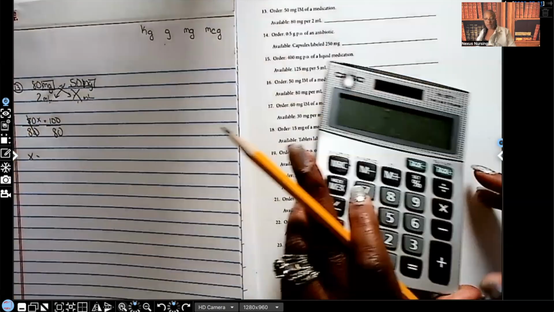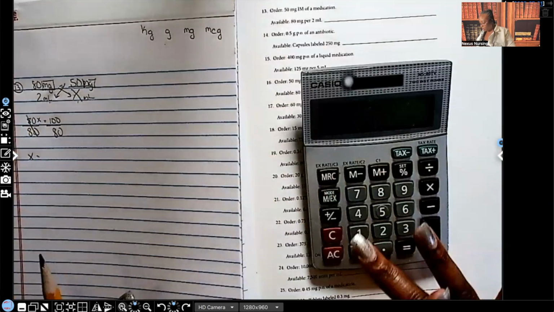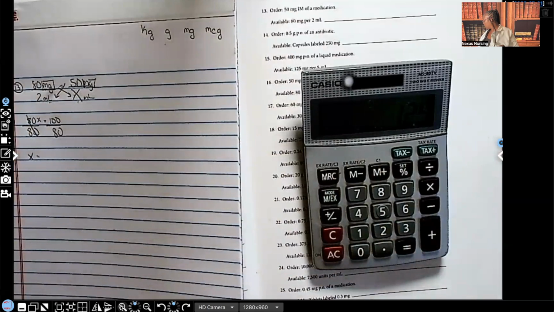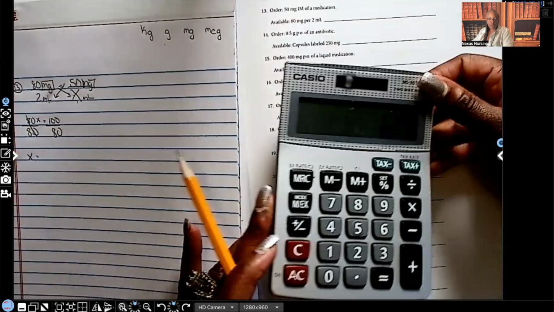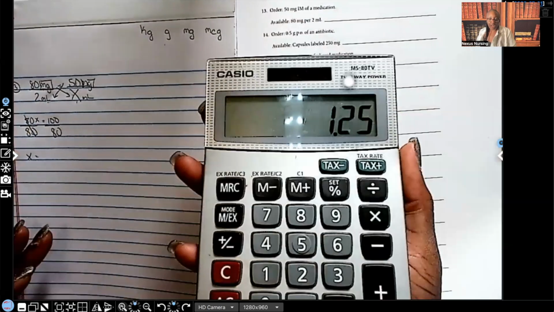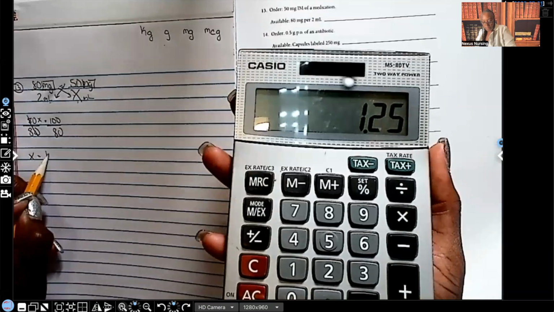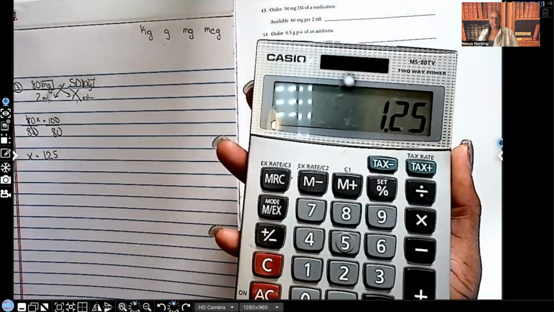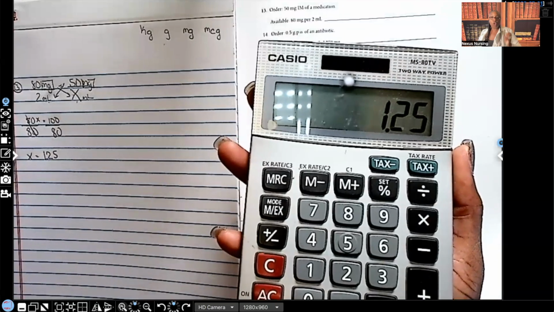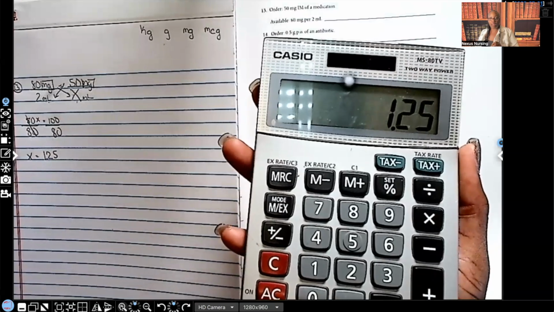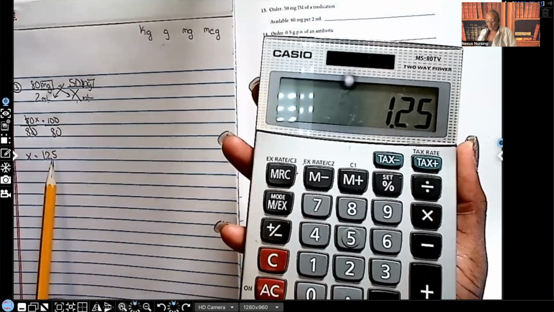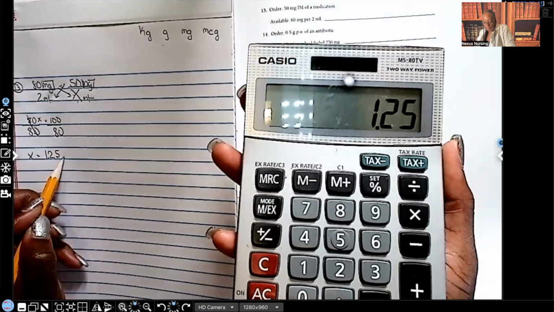Let me put it over here so you can see. The answer, if you put that in a calculator, is 1.25. If you write just 1.25, I promise you your instructor is going to mark this wrong. You always have to have your unit of measurement. So go back to X to see what you are solving for. X is what? mLs. So it's 1.25 milliliters.